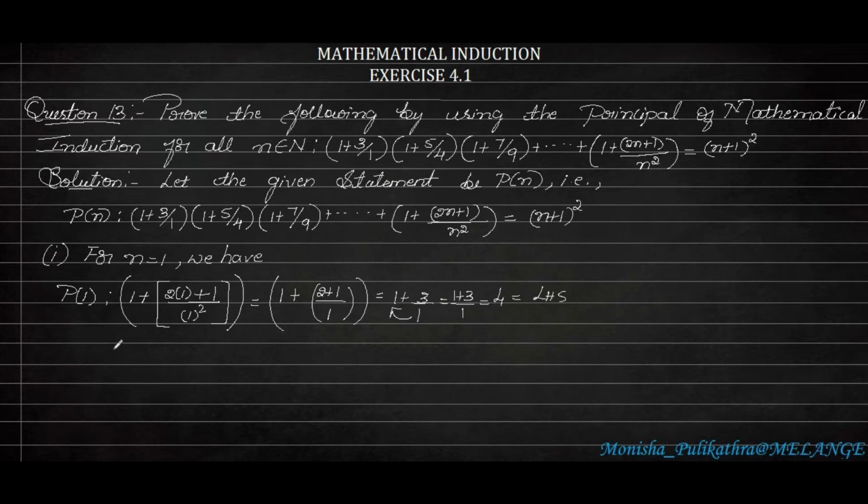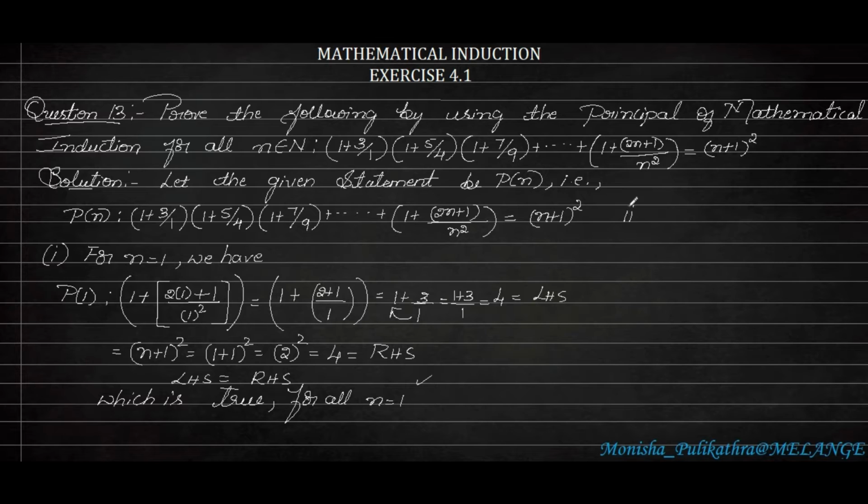Next, RHS. Here (n plus 1) whole square is there. In the place of n we have to substitute 1. So (1 plus 1) whole square, that is equal to 2 square. 2 square is 4. So this is RHS. Since LHS is equal to RHS, this first step, that is for n is equal to 1, is true. If we substitute 1 in the place of n, then the whole equation will become true. So this is the first step.